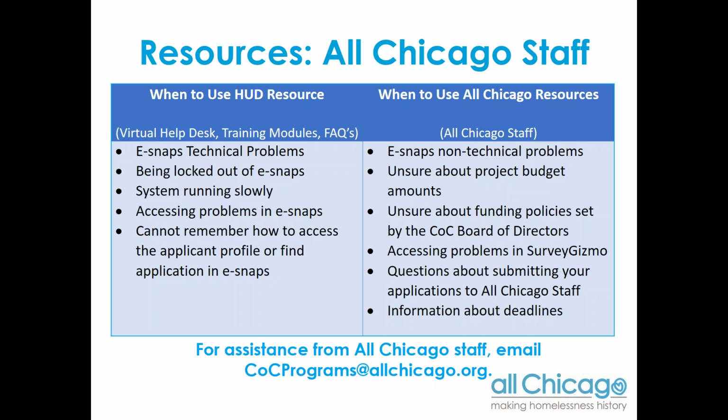And then lastly here for resources, we have just a brief chart. Sometimes it's confusing about what All Chicago can help with versus what you might have to use the HUD Exchange for, or eSnaps technical problems. So we just have a quick chart here. If you're having technical problems, if you're locked out, or you're just having a lot of entry issues into eSnaps, we would suggest that you use the HUD Exchange or the help desk.